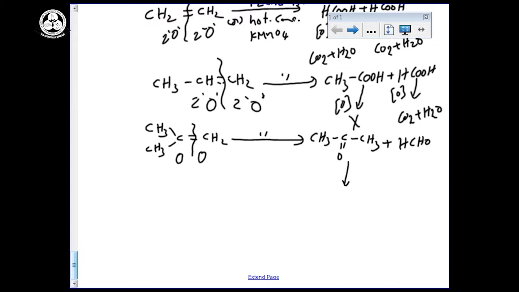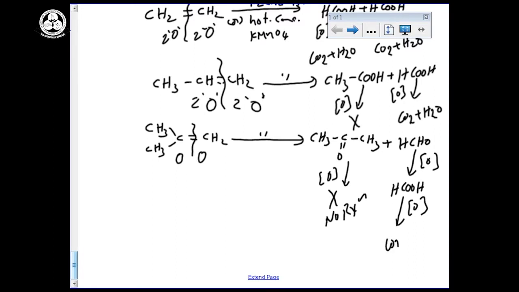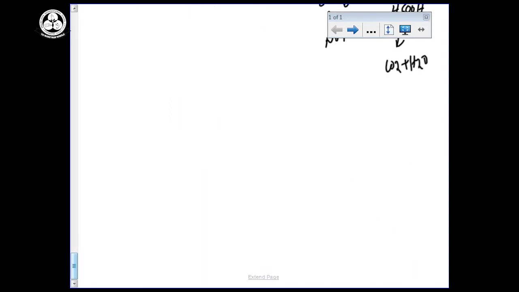Further oxidation, already I told you, ketones cannot undergo further oxidation, so there is no reaction. But aldehydes can undergo further oxidation to formic acid. Formic acid forming means immediately further oxidation, it can give CO2 and water, I told you already. So carefully we have to watch where we get the ketone, which we cannot convert into another one.